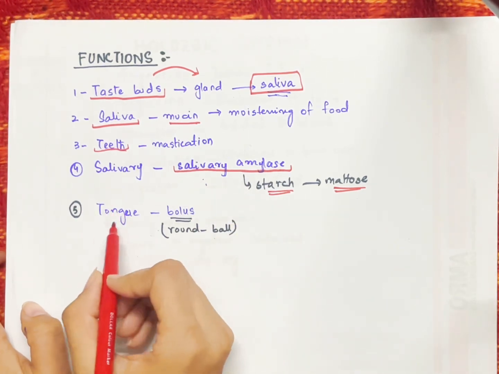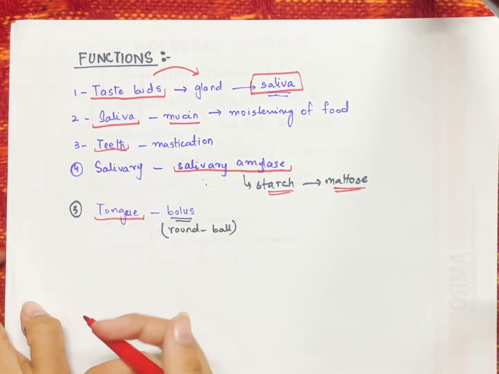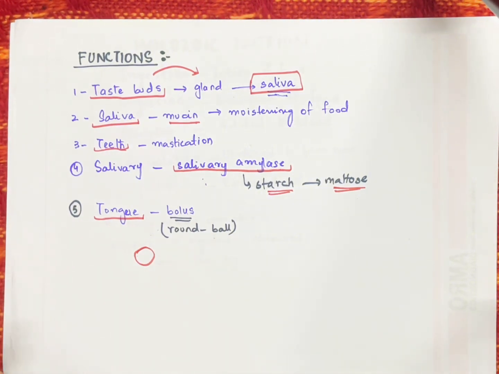Last, you have the tongue. The purpose of the tongue is basically to form a bolus. A bolus is a round structure that helps you swallow the food particle very easily and helps it to be released to the pharynx. These are the basic functions of the mouth and the buccal cavity, where the ingestion, or intake, of food takes place.